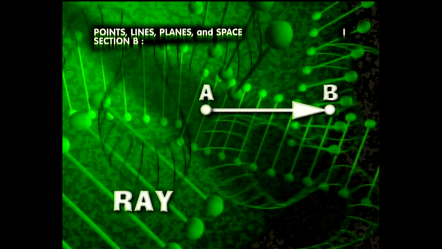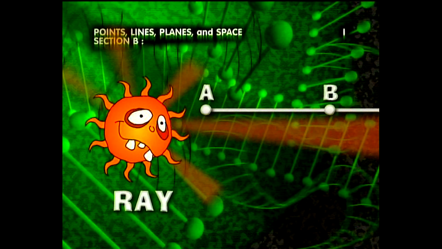A ray is a lot like a line, except it begins at one point and extends infinitely in one direction from that point, like this single ray from the sun. As we see, ray AB begins at point A and goes through point B without ever ending or getting thirsty. We write ray AB as AB with a single arrowed line on top.